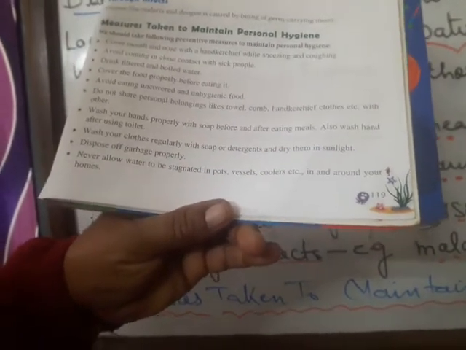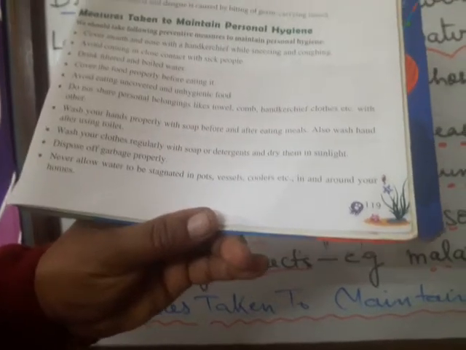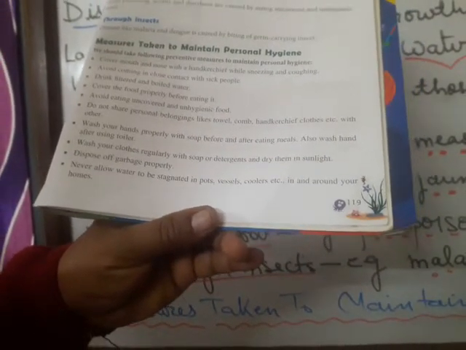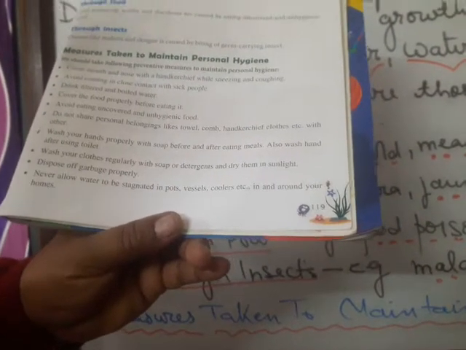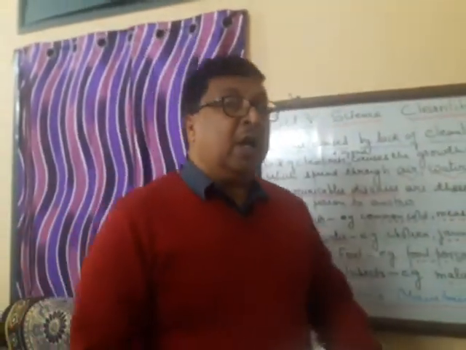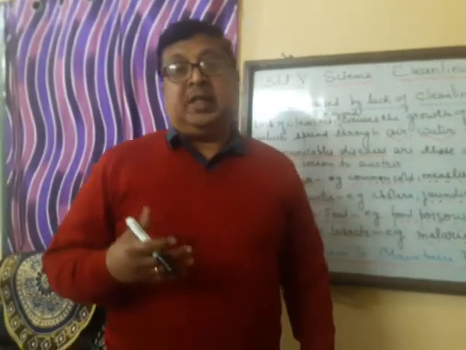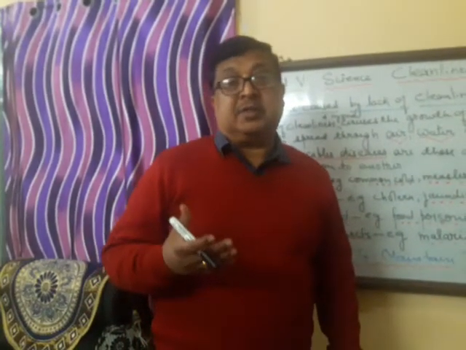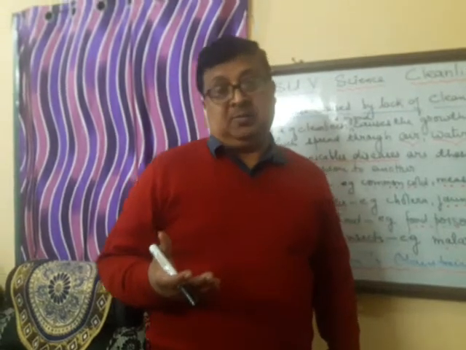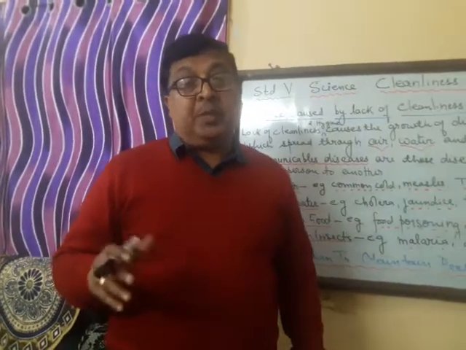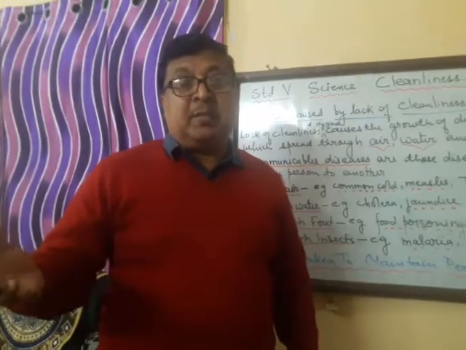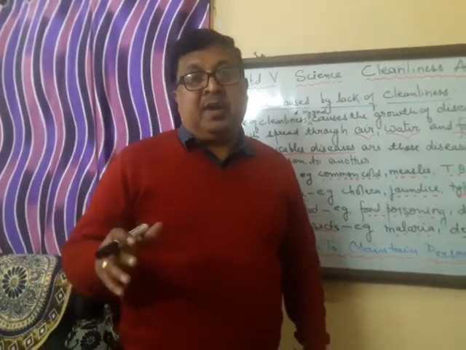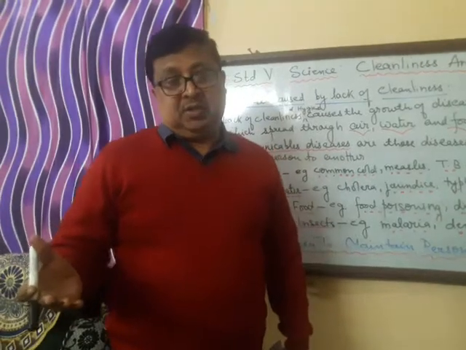Dispose of garbage properly. Never allow water to stagnate in pots, vessels, coolers, etc. in and around your homes. Do not allow water to stagnate, because standing water becomes the breeding place for these germs. So water should not be allowed to stagnate or collect in one place, or you can spray some oil that can prevent the breeding of the germs.